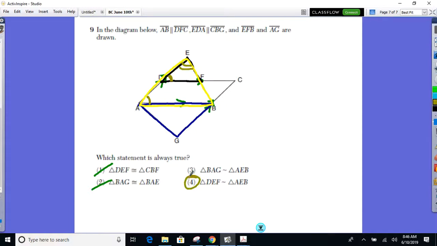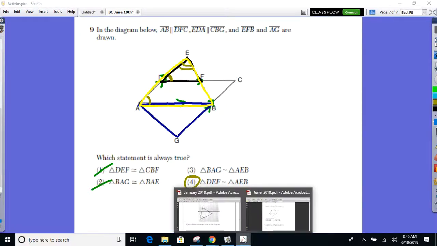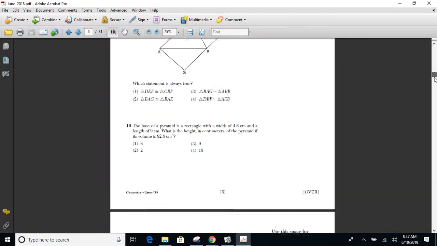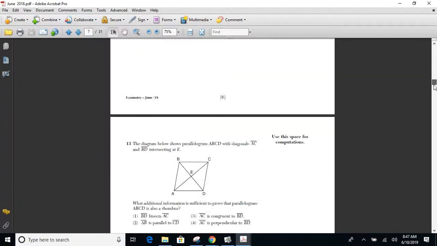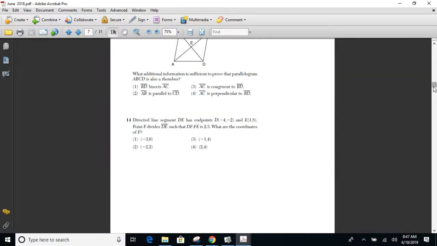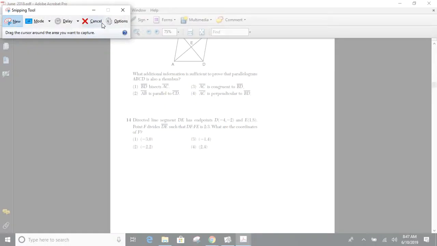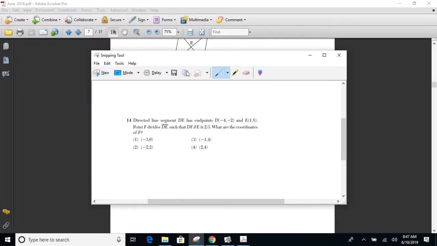Next up, any other Part 1s here we want to go over? Maggie? 14, everybody. Partition. So if anybody had this topic, we're doing it now. It's a partition question, number 14.